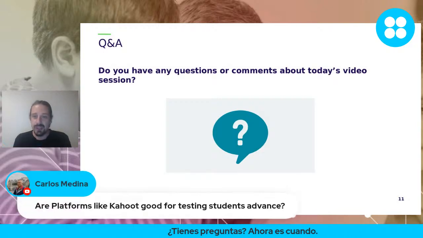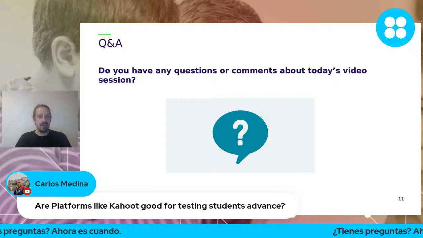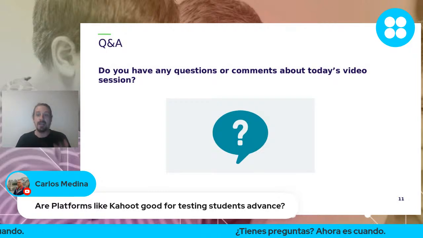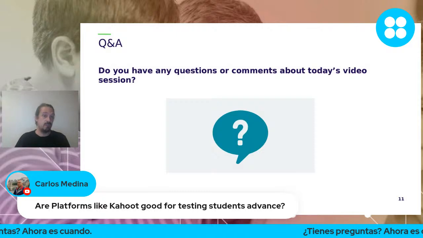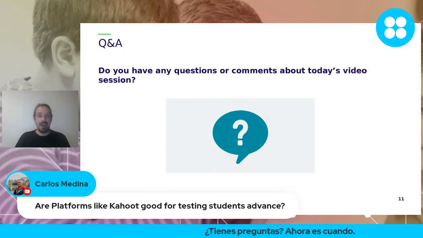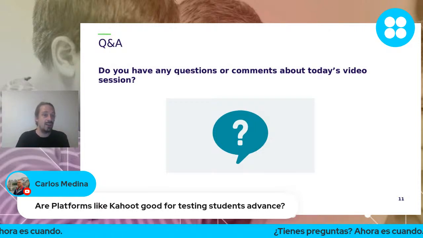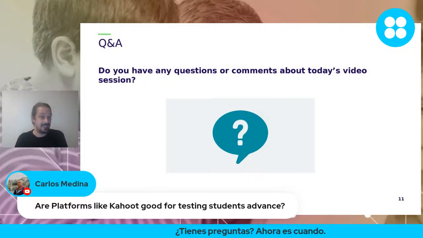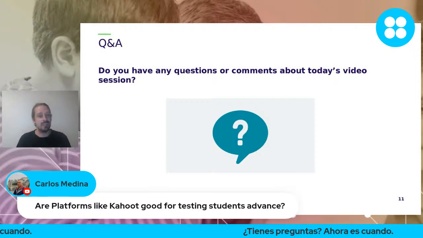Carlos wrote, are platforms like Kahoot good for testing students' advance? Yes, definitely. Why not? I like Kahoot for progress tests. So maybe you look at 2 or 3 language items in 2 weeks, and in 2 weeks you can do a Kahoot which focuses on all of that, and you can see how many points students get. Or you can use a Kahoot at the end of a class or at the practice stage of a class, looking at the language you focused on in the class.